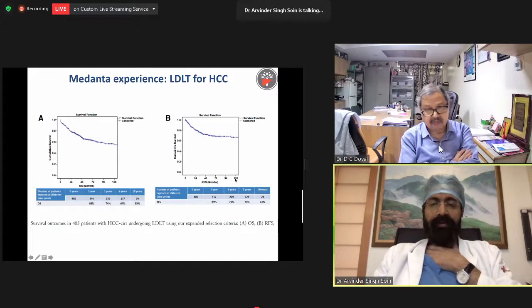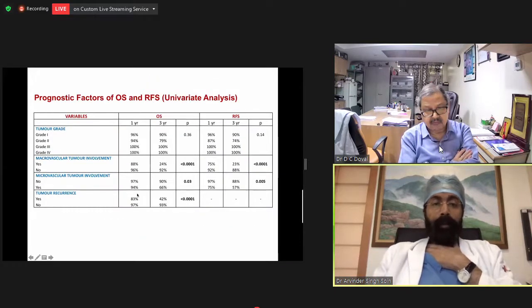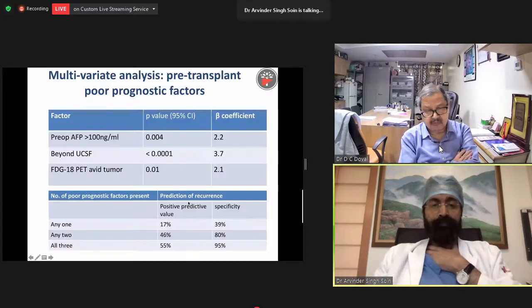And we have 10-year survivals of around 65% among these patients. And this is all comers, and an overall survival of around 58% at 10 years. Obviously, if there is macrovascular invasion, they do worse. If there is microvascular invasion, they do worse. And if you treat recurrent tumors, they do worse. We also looked at the poor prognostic factors, and people who have a higher AFP or who are beyond UCSF, who have FDG avid tumor, they do worse.